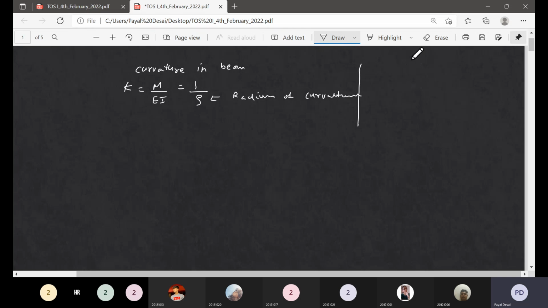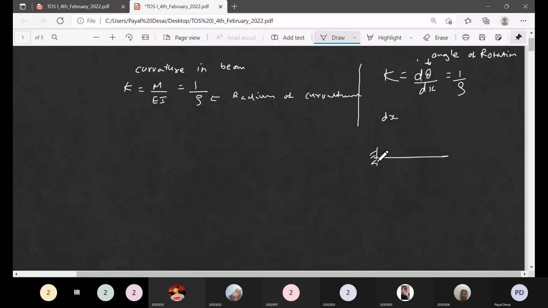And also you know, from our earlier definition, that kappa is equal to d theta by dx. So this theta is your angle of rotation. dx is the distance, if I take the cantilever beam, this is dx, a distance along the axis of the beam.